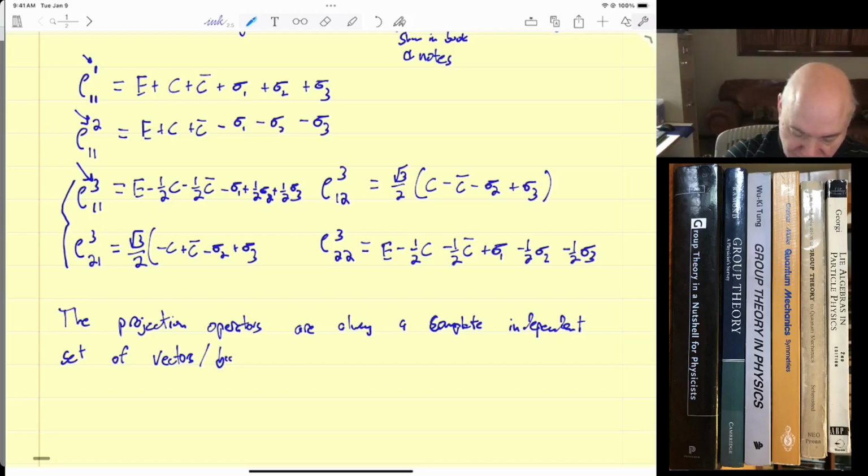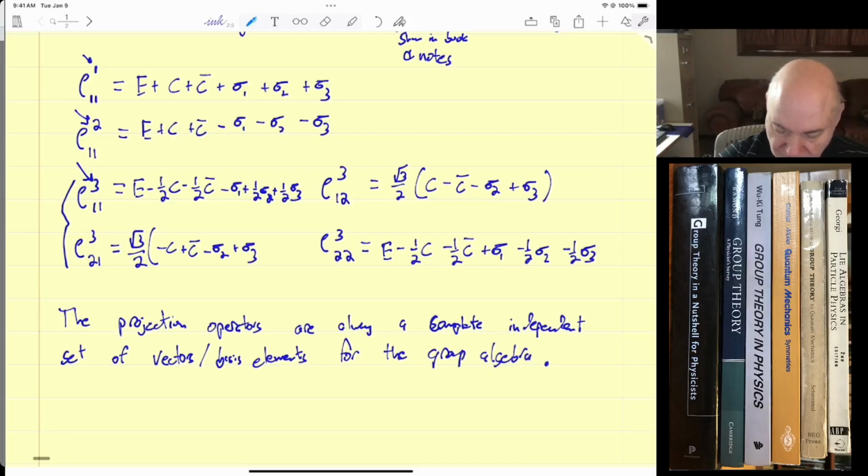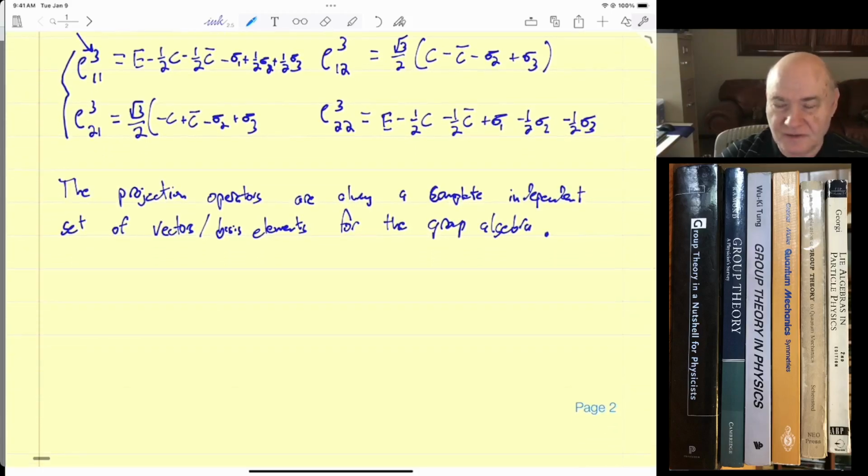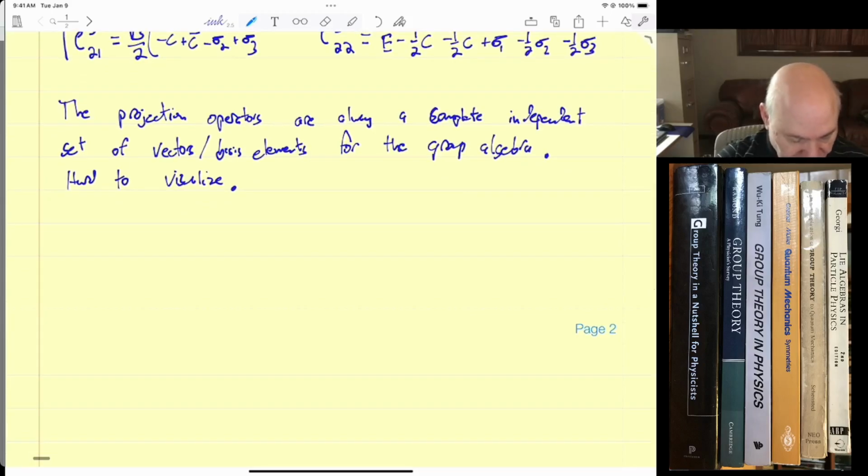We could call them basis elements, whatever you want to call them, for the regular algebra, for the group algebra. So that's why we use the projection operators, and it's nice that they're always a complete and independent set, but they're hard to visualize. That's why often we use what are called functions, symmetry functions, to try to visualize sort of what's going on.